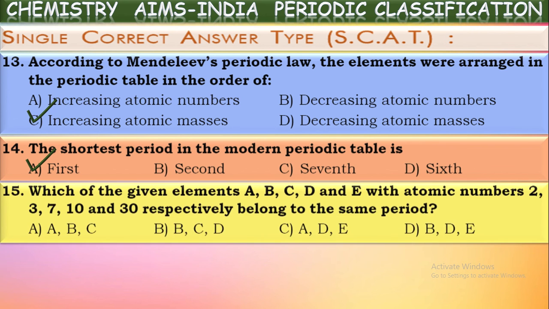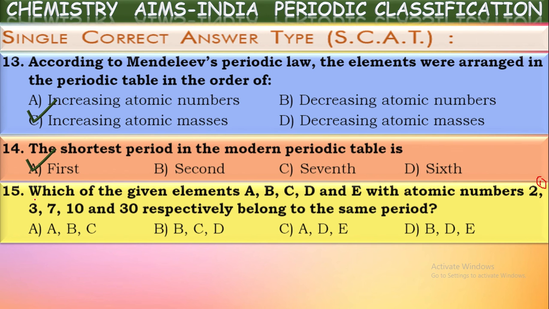Next, which of the following given elements A, B, C, D and E with atomic numbers 2, 3, 7, 10 and 30 respectively belong to the same period? Say which elements belong to the same period. If you say 2, 2 means it is the noble gas helium. It is in the first period. Let us write here the period number. So it is in the first period.